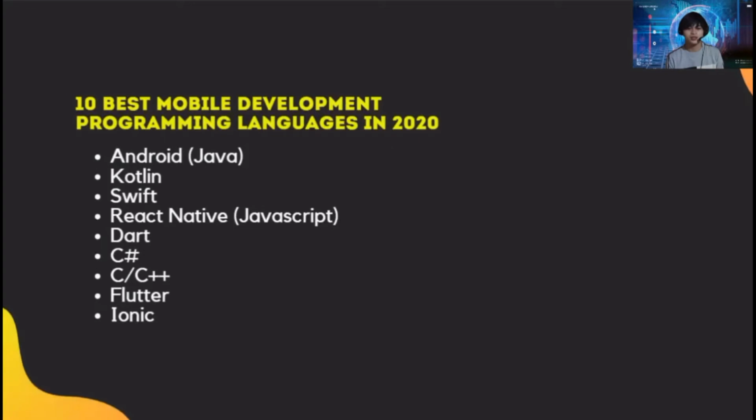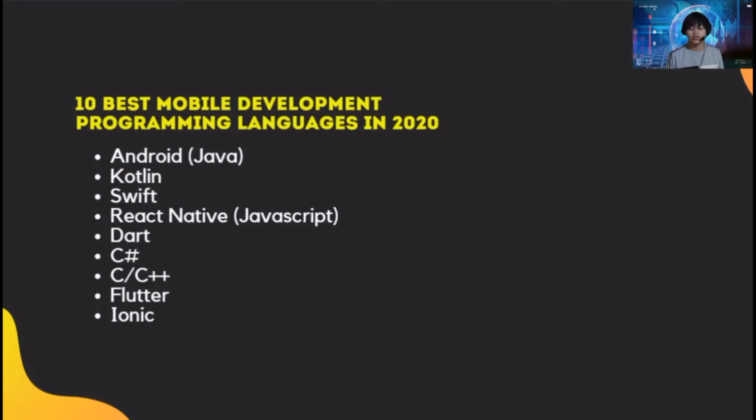So next, again, it's not only Java, guys. There are already a lot of programming languages that you can use in order for you to develop an Android application, iOS application, or web applications. So here's the top 10 as of 2020. We have Android, Java, Kotlin, Swift, React Native, Dart, C++, C, Flutter, and Ionic. So these are the different languages.